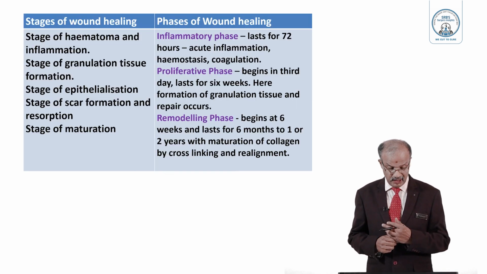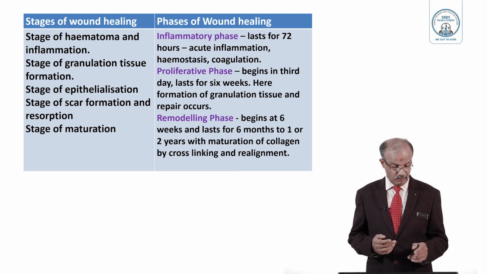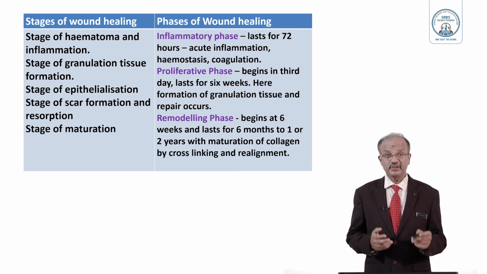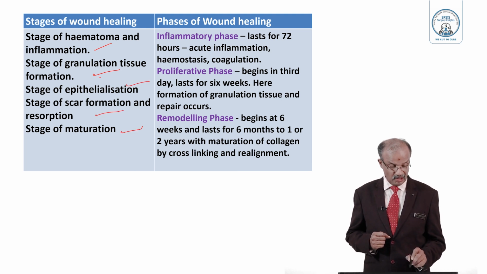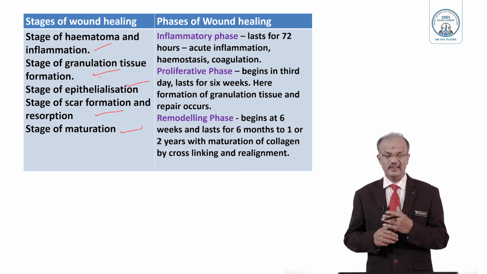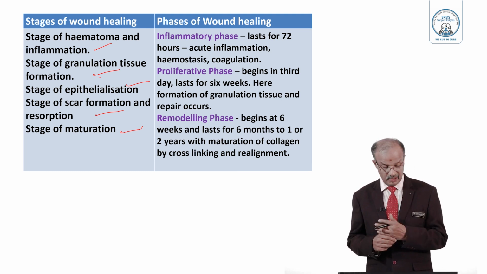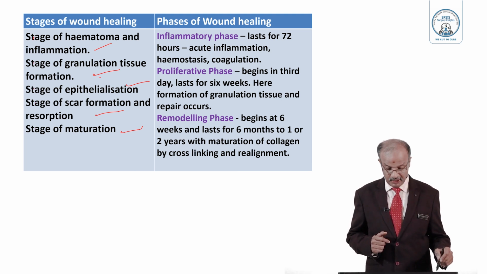And stages of wound healing. These are the different stages of wound healing: stage of hematoma and inflammation, stage of granulation tissue formation, stage of epithelialization, stage of scar formation and resorption, stage of maturation. These are the different stages, a very commonly asked short note. You can always read in my book the 5 stages, 1, 2, 3, 4, 5.